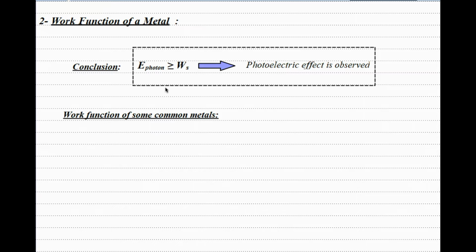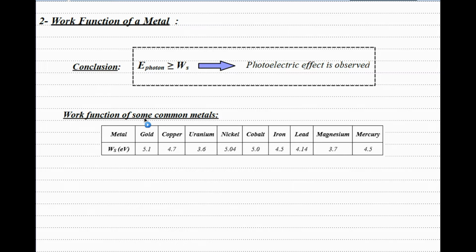Now, what are some work functions of some metals? Just have an idea about this. Gold 5.1 electron volt, uranium 3.6, nickel, magnesium, mercury. We should have added zinc here to compare to what we have seen before. Anyway, these are the values in electron volt of some metals. Each metal has its own work function.